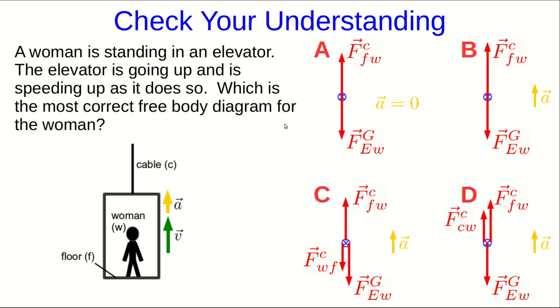So suppose a woman is standing in an elevator, and the elevator is going up, and it's speeding up as it does so. So I have reminded you that if the elevator is going up and speeding up, the acceleration vector of the elevator must point upward. So which of these is the most correct free body diagram for the woman? Not for the elevator, for the woman.